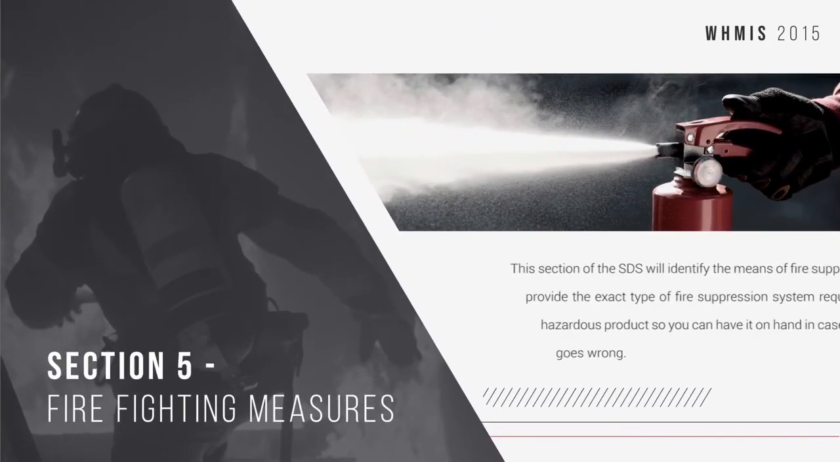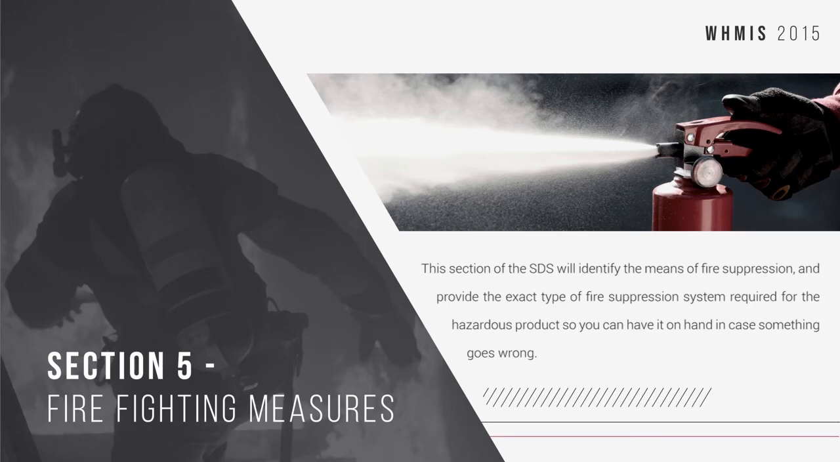Section 5. Firefighting measures. We don't use water to extinguish a grease fire, and knowing what type of fire extinguisher to use for a flammable hazardous product is part of your emergency response. This section of the SDS will identify the means of fire suppression and provide the exact type of fire suppression system required for the hazardous product, so you can have it on hand in case something goes wrong. Make sure you have the right equipment on your site for the materials you're using.